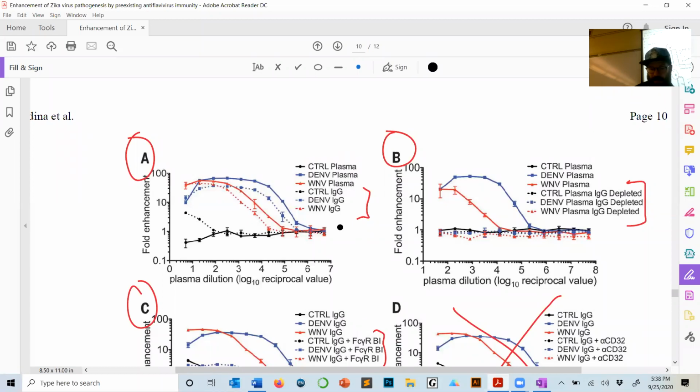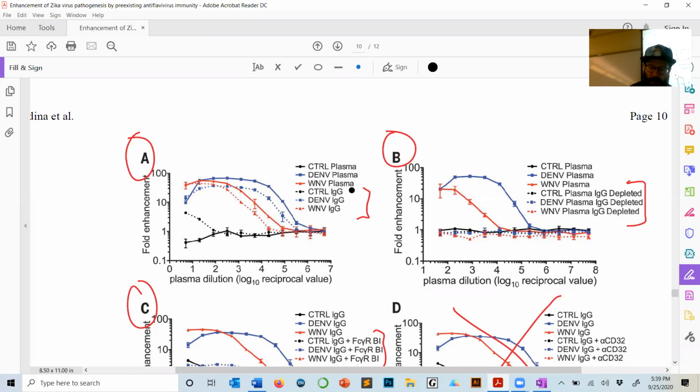Now what's important in each of these figures is these comparisons: the comparisons of the dotted lines to the solid lines, okay? Control plasma has not been infected with the virus. This is like baseline infection levels of the Zika virus. Does that make sense? Baseline, okay?